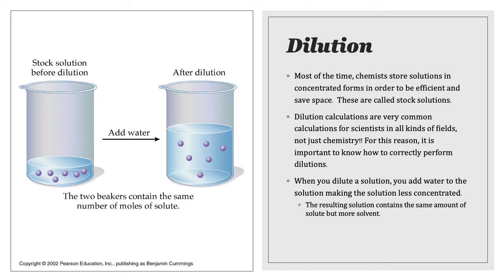When you dilute a solution, you're adding water to the solution to make it less concentrated. The resulting solution contains the same amount of solute, but more solvent. If you look at our picture at the left, the stock solution, before we diluted it, contains 6 pieces of solute. After we add water to it, it still contains those 6 pieces of solute, but now more solvent. It has more water. We've diluted it. That is what dilution is.